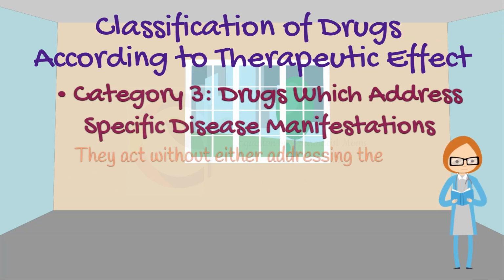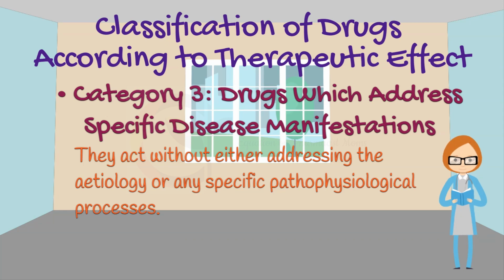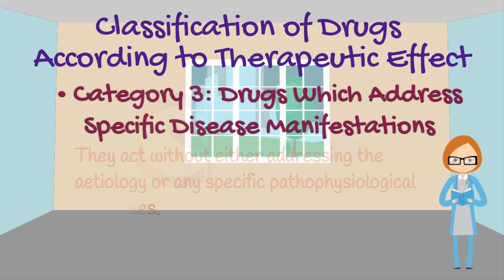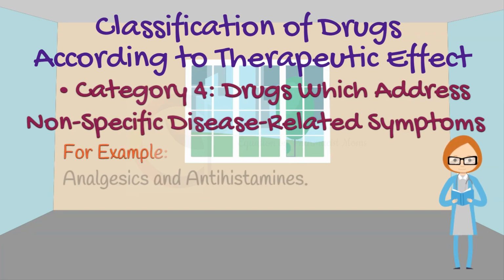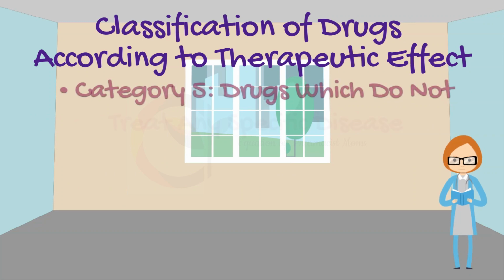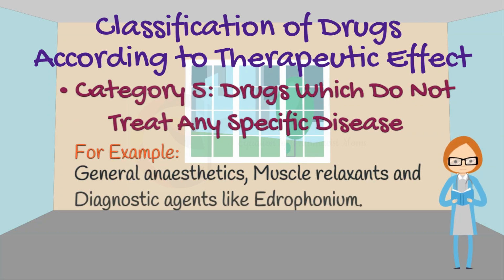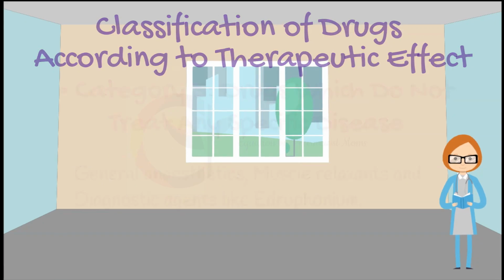Category 3 or drugs which address specific disease manifestations. They act without either addressing the etiology or any specific pathophysiological processes. For example, antipsychotics in schizophrenia, etc. Category 4 or drugs which address non-specific disease-related symptoms. For example, analgesics and antihistamines. Category 5 or drugs which do not treat any specific disease. For example, general anesthetics, muscle relaxants, and diagnostic agents like edrophonium.